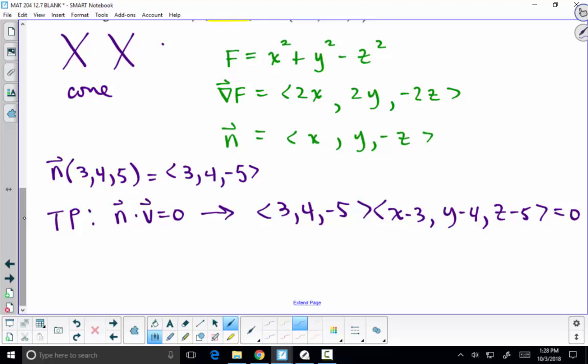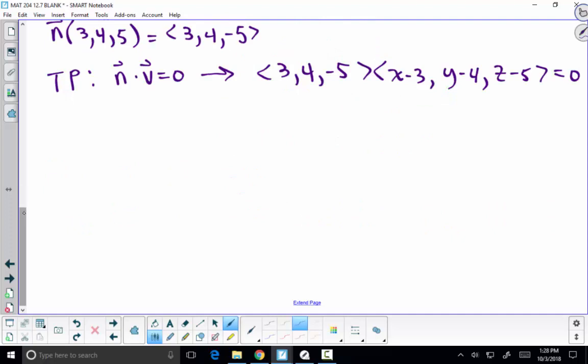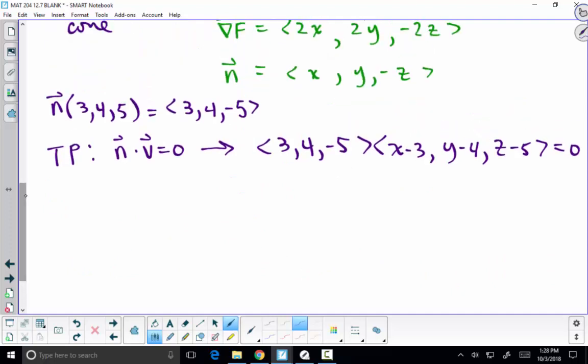Oh yeah, there's a plus somewhere. z plus 5. No. That's our point. Oh, never mind. Yeah, it looks a little funny because our normal vector is looking a lot like our point. Okay, so we dot those together.